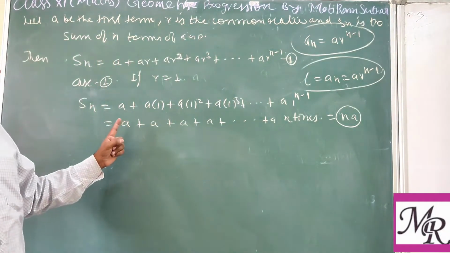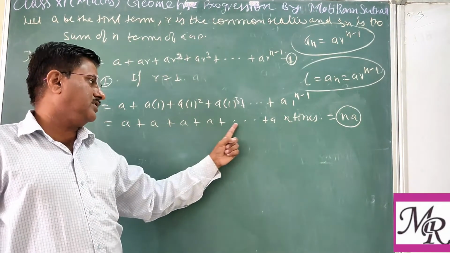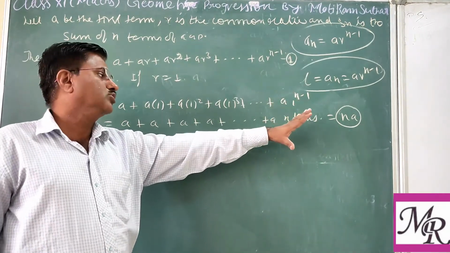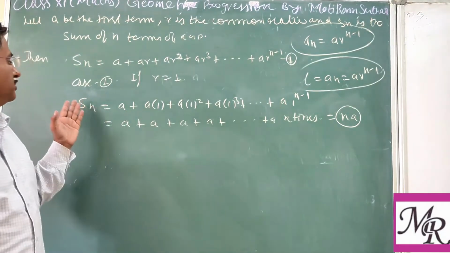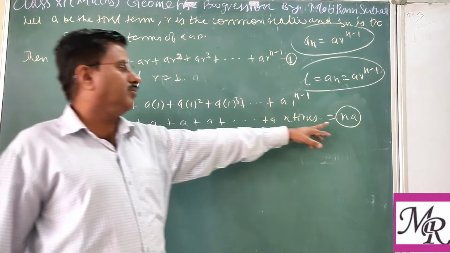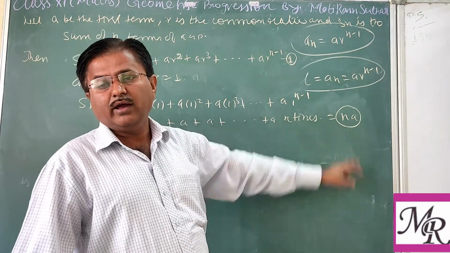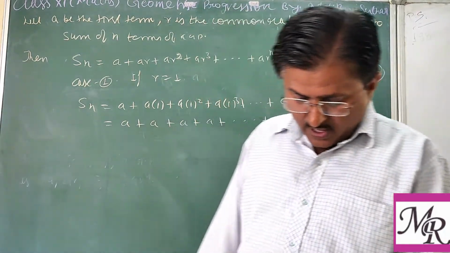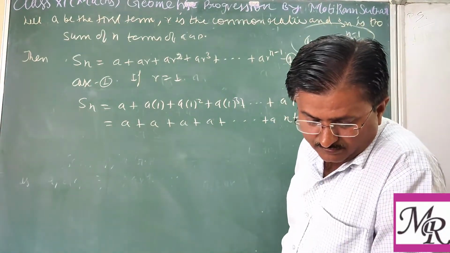How many A's are there? A plus A plus A plus A plus A. That is total n A's. So we can say the sum of the GP of n terms if R equal to 1 is always given by n. This is one formula for finding the sum of n terms of a GP.